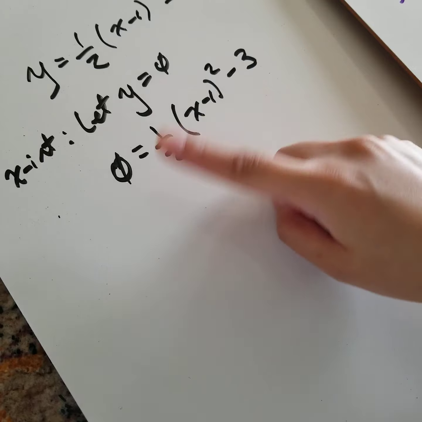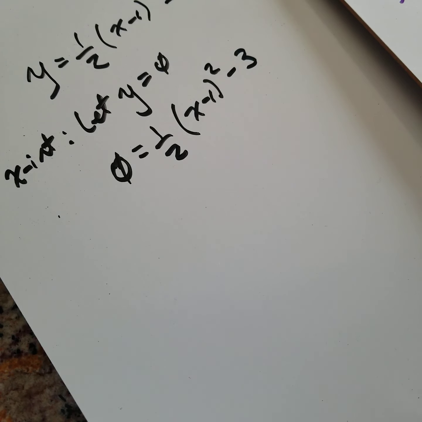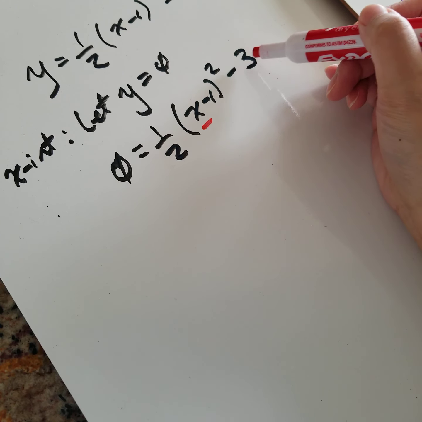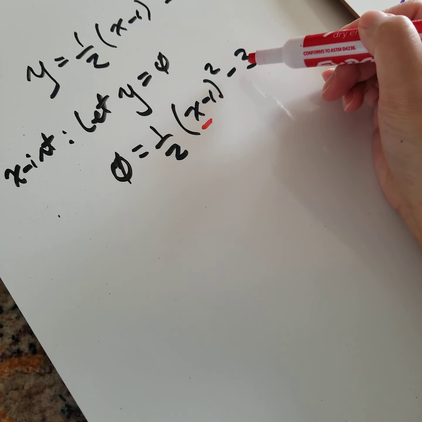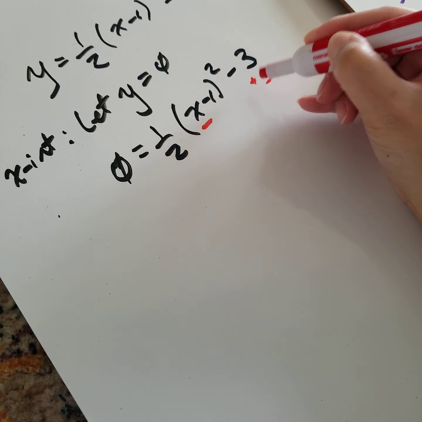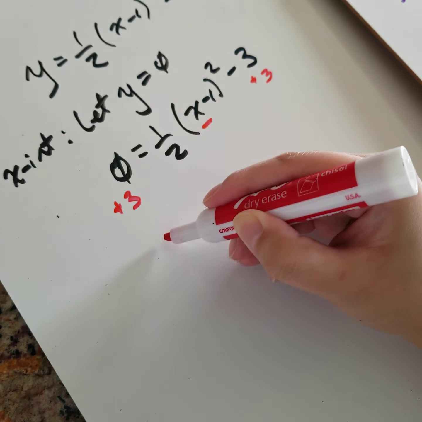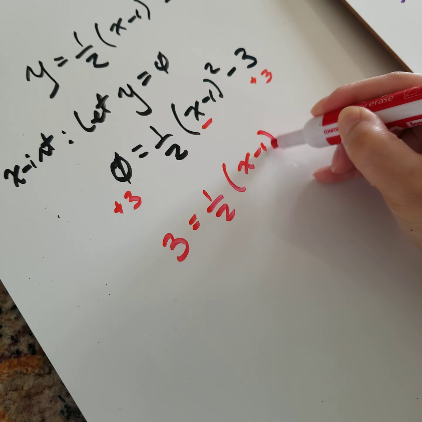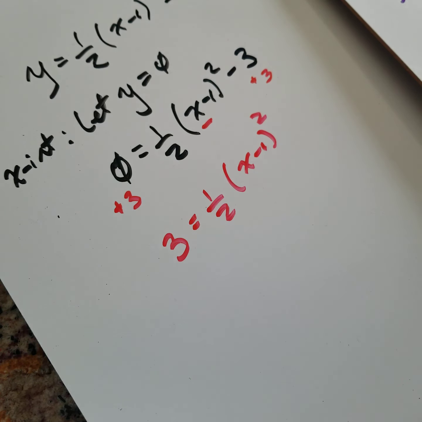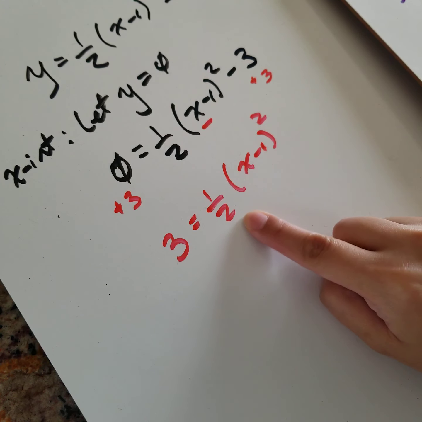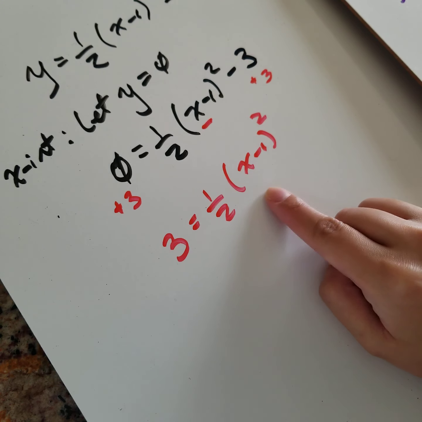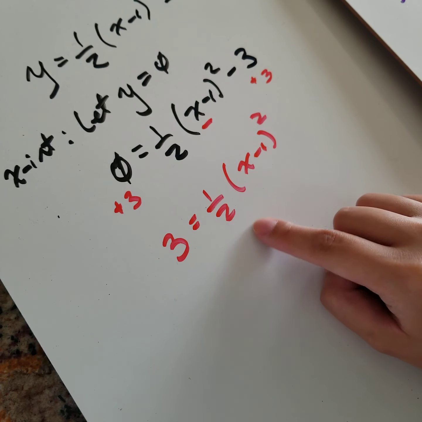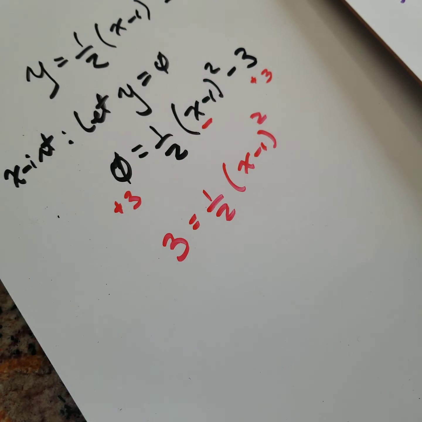I'm going to move everything over to isolate for the x, and I'm just going to do reverse operations for this. So if this is being subtracted by 3, I'm going to add 3 first. So this is going to be positive 3, half x minus 1 squared, and this term goes away. This is being multiplied. So what is the opposite of that? It's going to be divide. So instead of multiplying by a half, I'm going to divide by half on both sides.